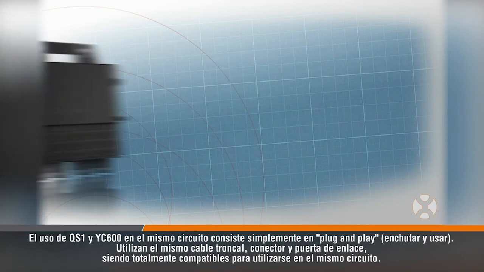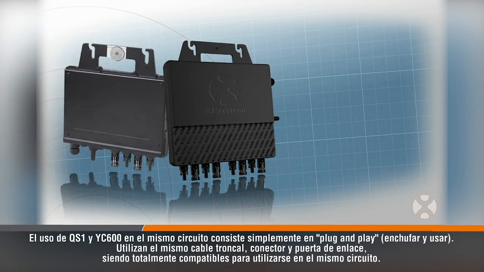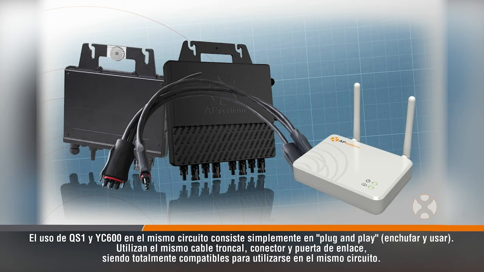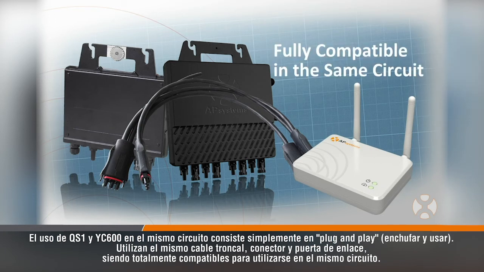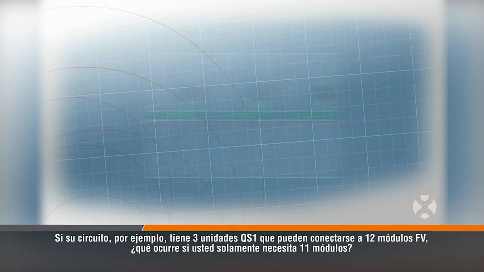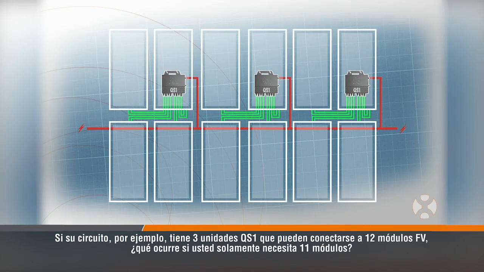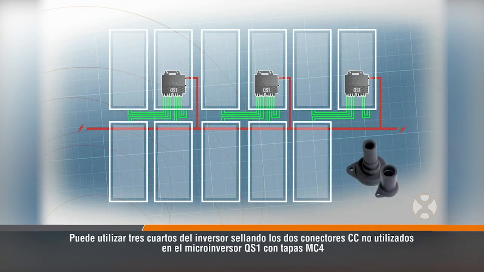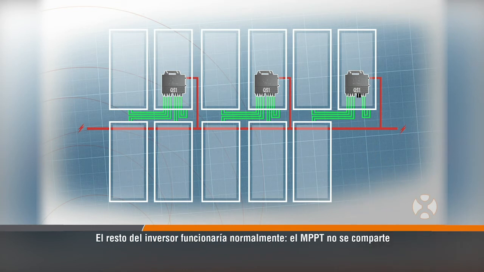Using the QS1 and YC600 on the same circuit is simply plug and play, since they use the same trunk cable, connector, and gateway and are fully compatible to be used in the same circuit. If your circuit, for example, has 3 QS1 units, which can connect to 12 PV modules, what happens if you only need 11 modules? You can use 3/4 of the inverter by sealing 2 unused DC connectors on the QS1 microinverter with MC4 caps.